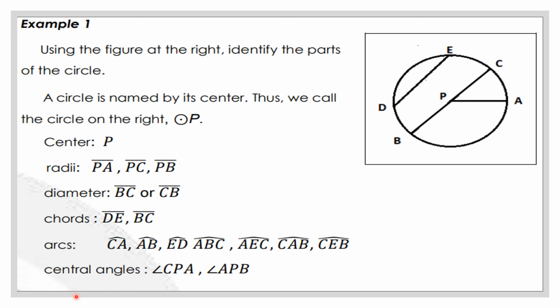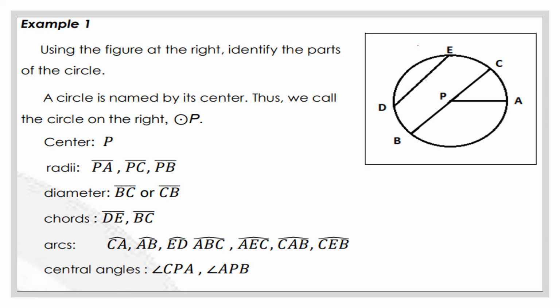Next is the central angles. So, tulad na nabanggit po kanina, central angles, it touches the center of the circle. So, angle CPA. Iyon po iyon. Yan yung central angle. Or, angle APB. Ayan po. Pwede po iyon. So, kung makikita niyo po, dalawa po na project na central angle.